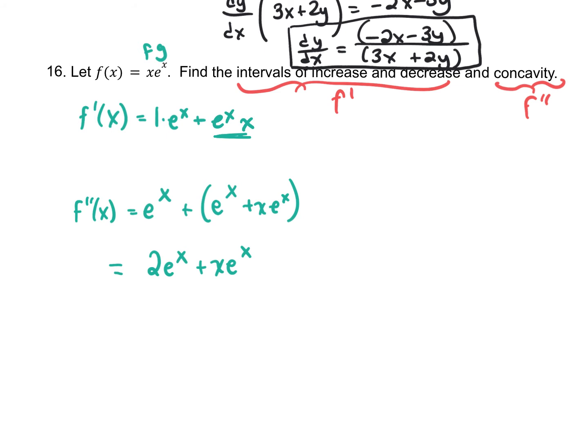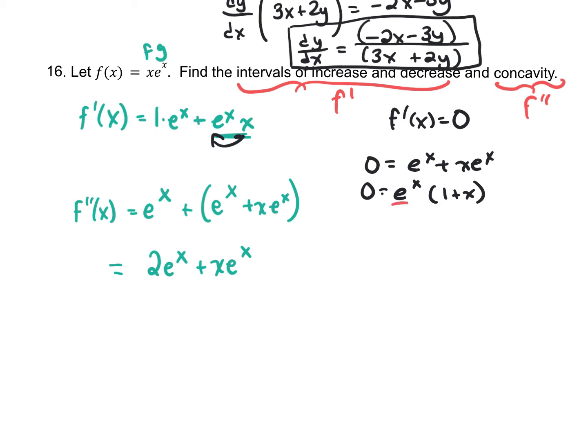So let's do our increasing, decreasing first. For increasing, decreasing, we're going to use the first derivative. So I want to find out where the first derivative equals 0. That's going to get the critical points to do my sign chart. So I'm figuring out when is 0 equal to e to the x plus x e to the x. I'm just switching these to make it look a little better. So I can factor out an e to the x, and I'm left with 1 plus x. Now, e to the x is never equal to 0 because it's an exponential. So really, we're just looking at this one, which is only 0 at x equals -1.